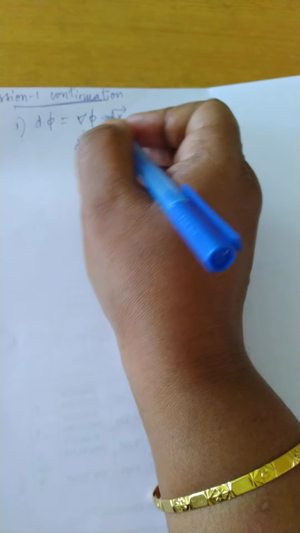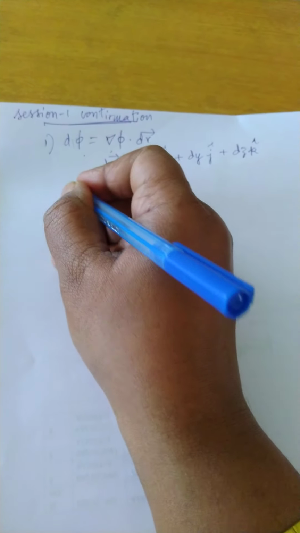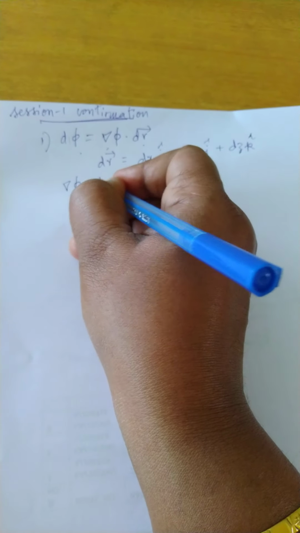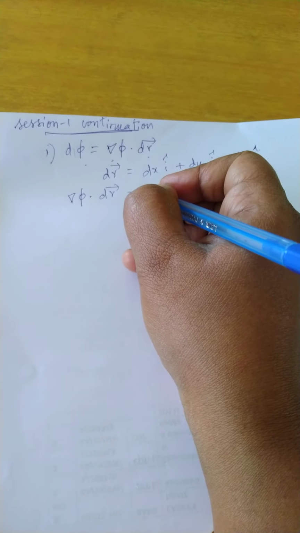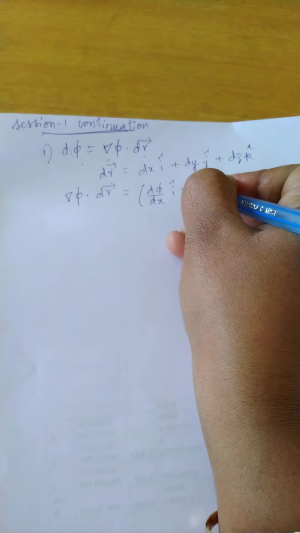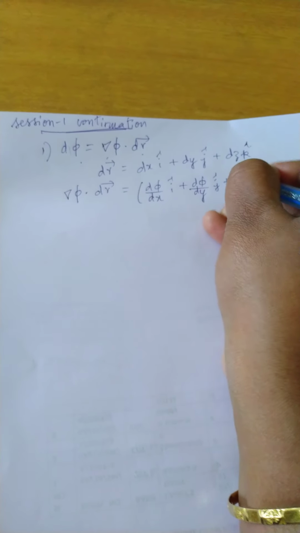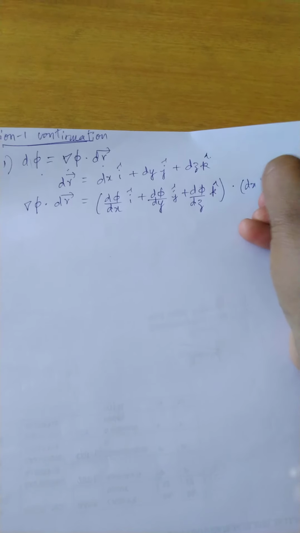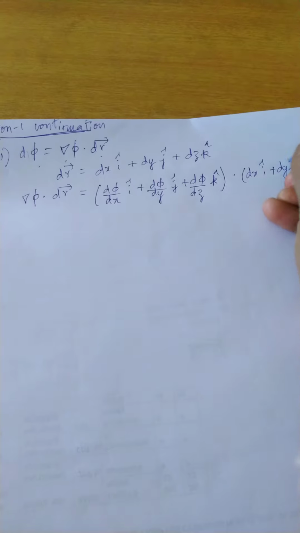Now let us solve for this grad phi dot dr vector, and the resultant we have to get is d phi. So to solve that, let us take the RHS. LHS is equal to RHS. Let us take the RHS and show that it is equal to my LHS. So grad phi dot dr vector will be what? Grad phi I know. It is dou phi by dou x i cap plus dou phi by dou y j cap plus dou phi by dou z k cap, dot dx i cap plus dy j cap plus dz k cap.